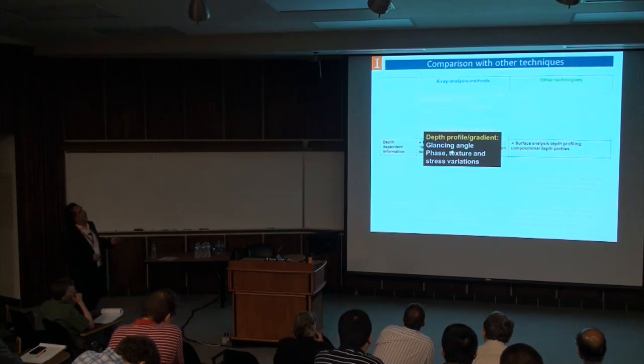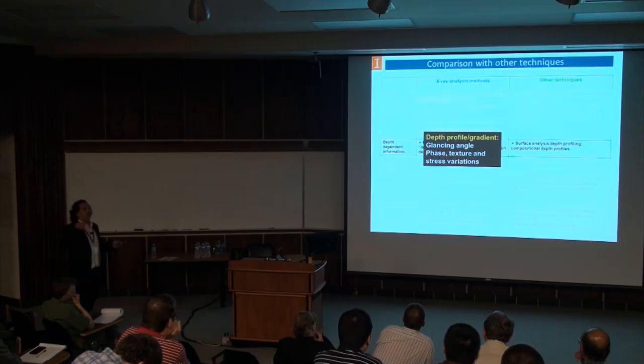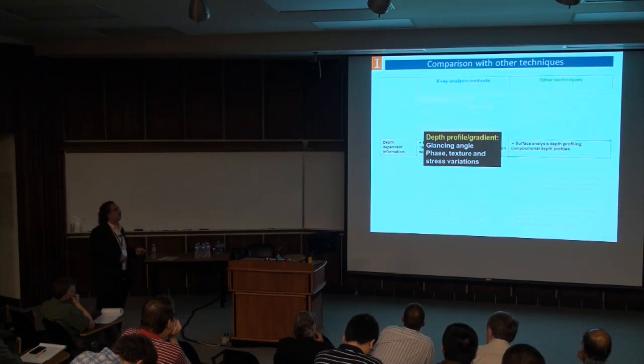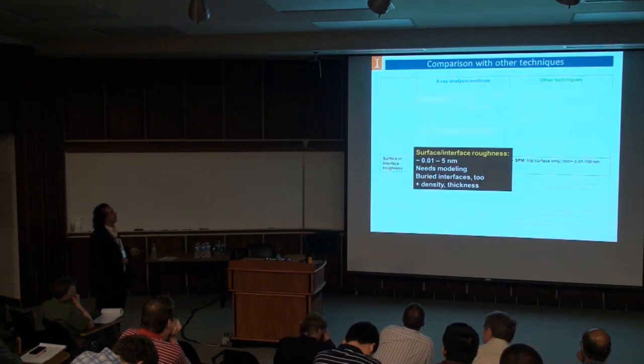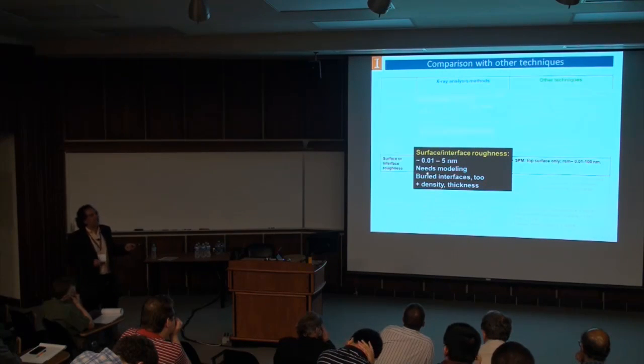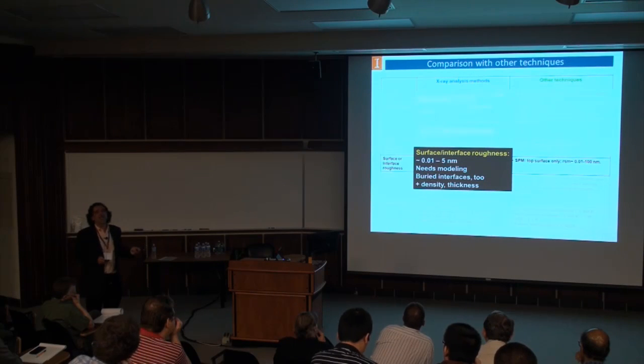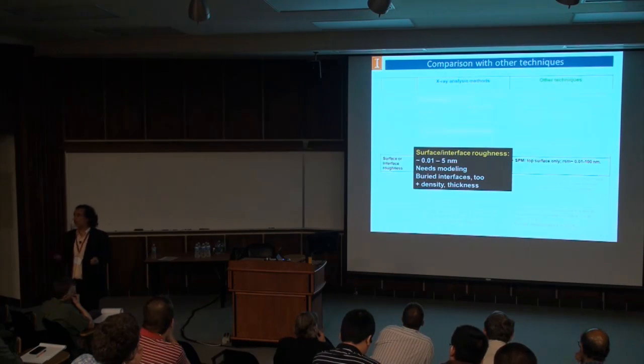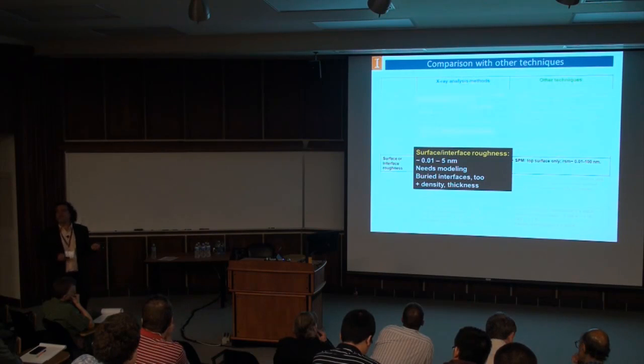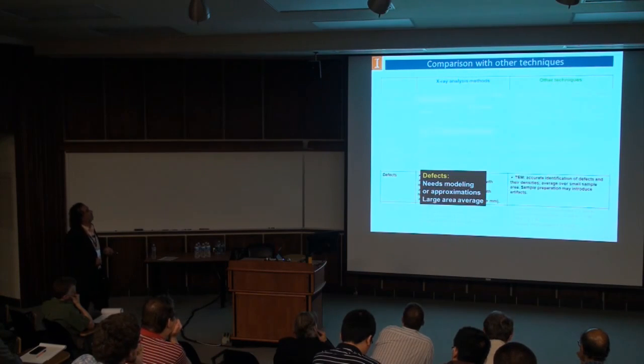How can you measure through the depth? You can use glancing angle to get depth information in terms of the grain size and the stress variation. Interface roughness: the major competing technique is actually AFM, scanning probe techniques. They tend to be limited just to the surface roughness. They do a good job there. We can actually simulate and get the buried interface as well.